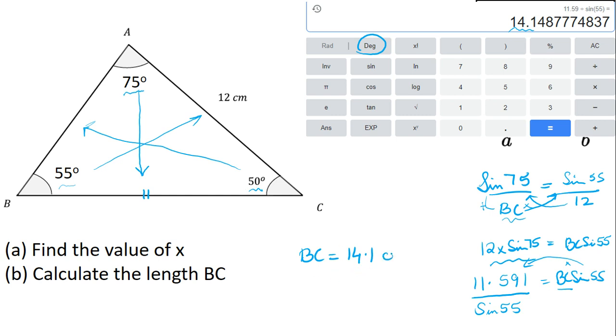So 14.1 centimeter. Why centimeter? Because this length I can see is in centimeters. So obviously the BC is also going to be written as 14.1 centimeter. So that's my answer for BC.